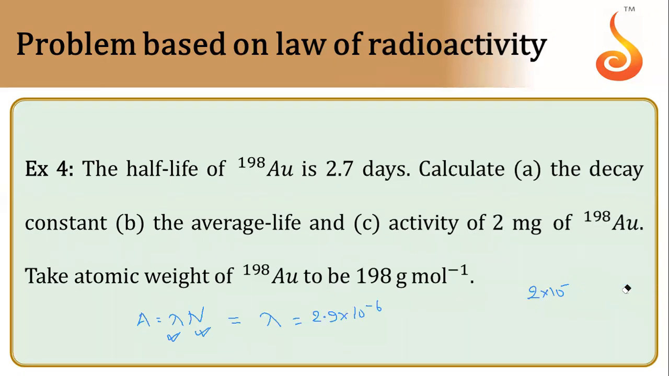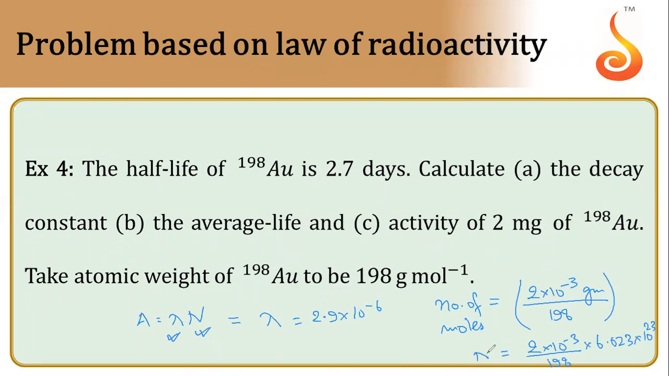We have 2 into 10 raised to power minus 3 grams of gold. Mass of 1 mole of gold will be 198 gram. To find the number of moles, we have to divide mass by its atomic mass. To find the number of atoms, you have to multiply this term with 6.023 into 10 raised to power 23.